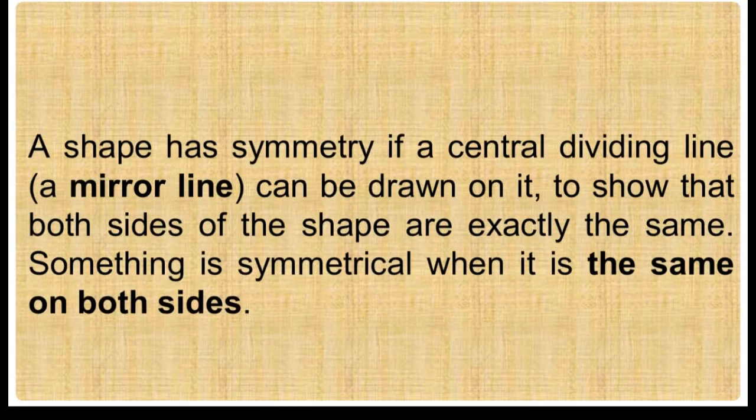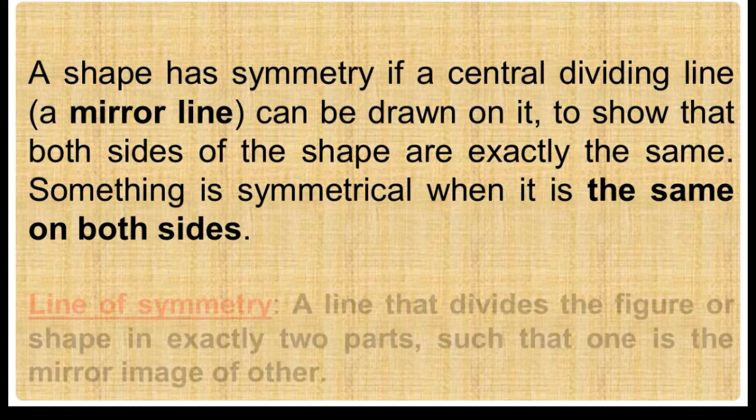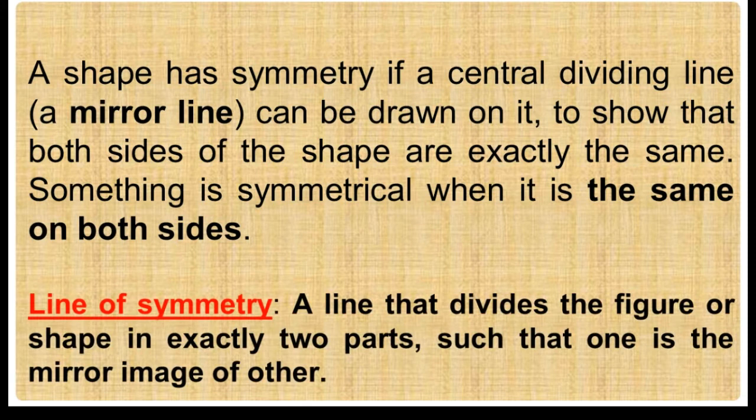What is symmetry? Symmetry is when a central dividing line can be drawn on a shape to show that two sides of the shape are exactly the same. Something is symmetrical when it is the same on both sides. Then what is a line of symmetry? It is a line that divides the figure or shape into exactly two parts, such that one is the mirror image of the other.